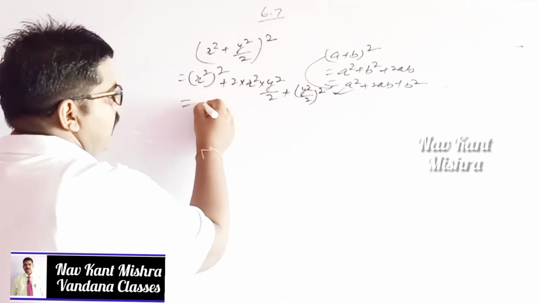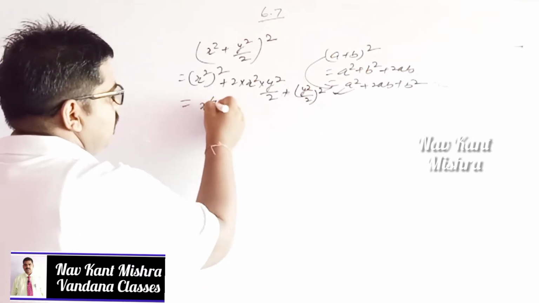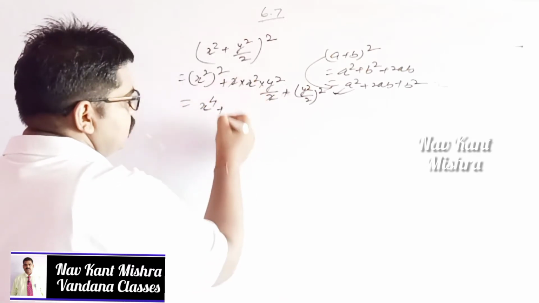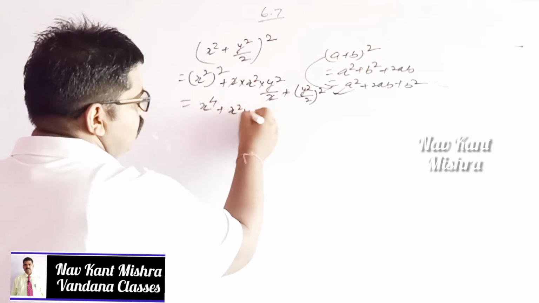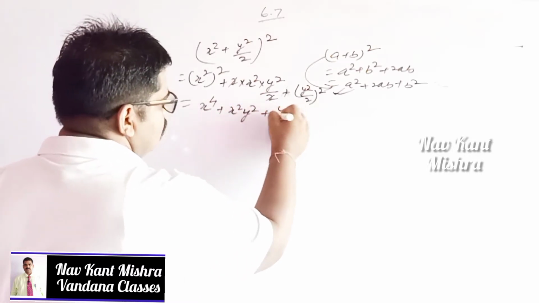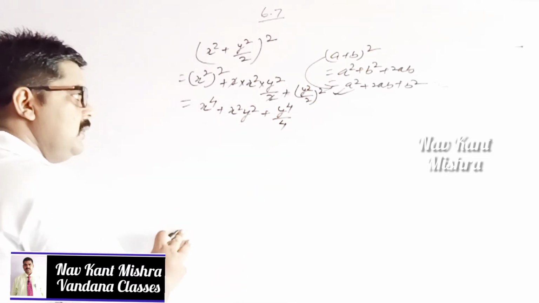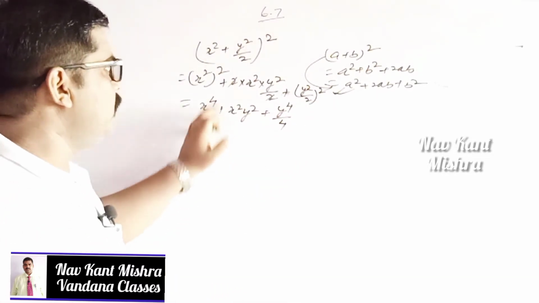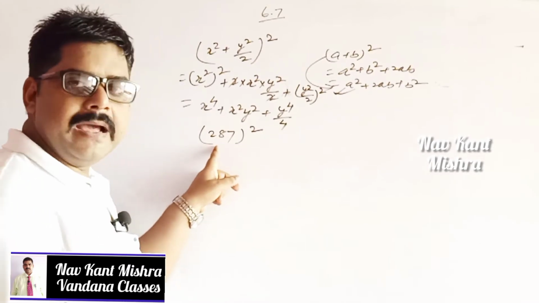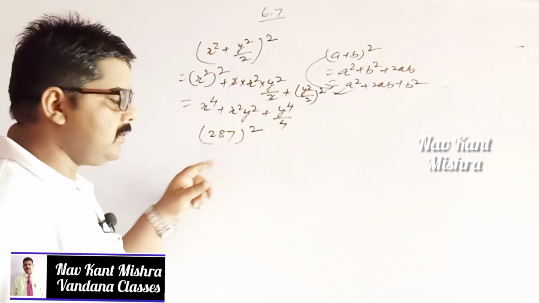And what will be the final result? X to the power 4 plus 2 and 2 cancel, so x square y square plus y to the power 4 upon 4. That is the trinomial for this binomial. Actually, by using the formula you have to solve this question.